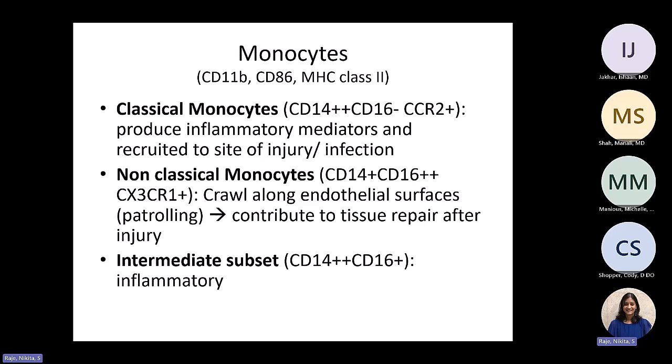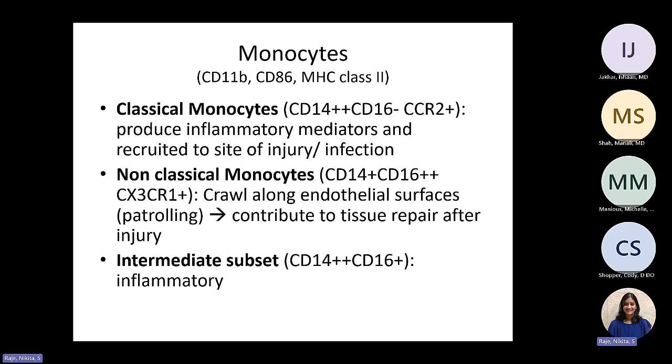The chemokine receptors tell them where to go, which chemokine to follow, right? So the non-classical monocytes crawl along the endothelial surfaces. What do they do there? They are in a patrolling job, just looking out, and wherever there is a need, they'll help in repair of the tissue after injury.